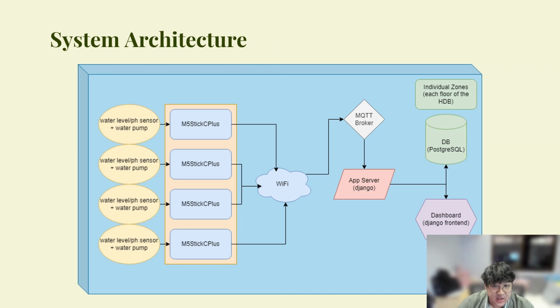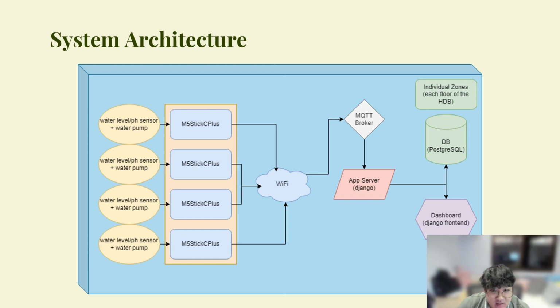For our system architecture, our core is the M56C Plus devices. Each of these is directly connected to water level sensors and nutrient level sensors, along with a water pump actuator. This setup forms the basic unit of our sensing and control mechanism. The sensors continuously monitor the water's pH levels and the water level in real time, which is crucial for maintaining the desired environmental conditions. The water pumps are then controlled based on this data when needed.